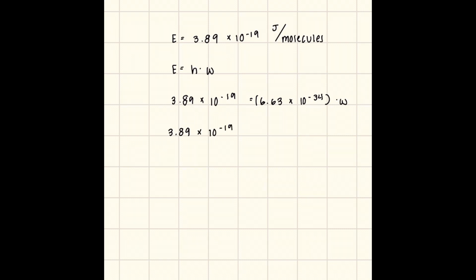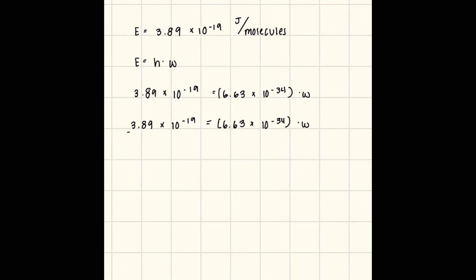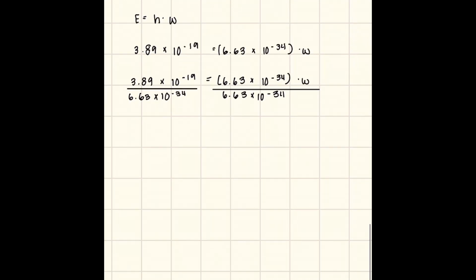3.89 times 10 to the negative 19 equals 6.63 times 10 to the negative 34. Once again, times our frequency. Now, we are going to do some basic algebra, and we are going to divide both sides by 6.63 times 10 to the negative 34. So we are getting that frequency symbol by itself, so we know what the value of frequency is, so we can use the next equation that we are going to need to solve that problem.